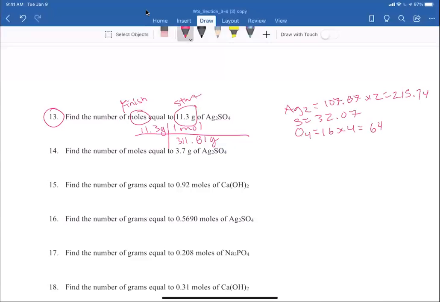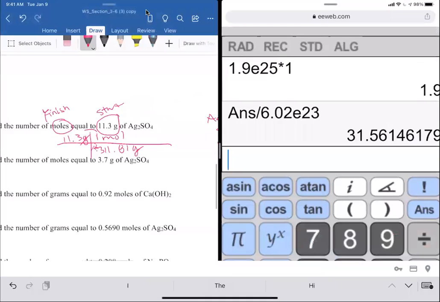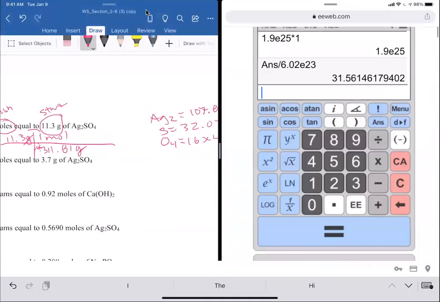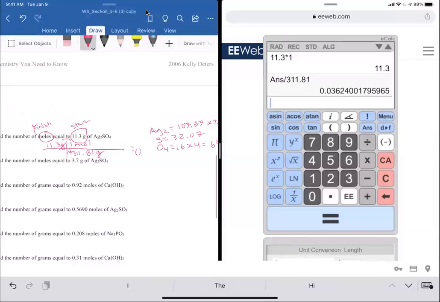Again, grams and grams cross out. Remember, multiply by the top, divide by the bottom. Okay. So in our calculator, we would do 11.3 times 1 divided by 311.81. And we get 0.036, and so on and so forth. We are going to write 0.036 as our answer. And that would be moles.